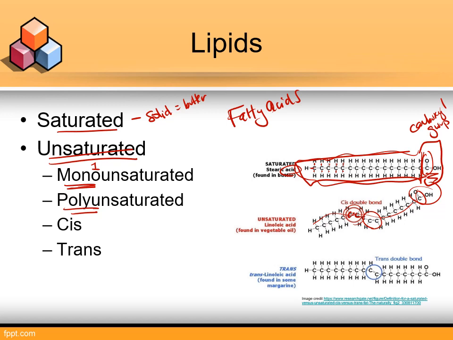These unsaturated fatty acid chains can be either cis or trans. Cis is same, and trans is opposite. So if the hydrogens that remain from where that double bond is are on opposite sides, then we're going to have a trans unsaturated fatty acid. These are actually not that great for us because they're still kind of straight-ish, and so they tend to stack the insides of our blood vessels, much like those saturated fatty acids.